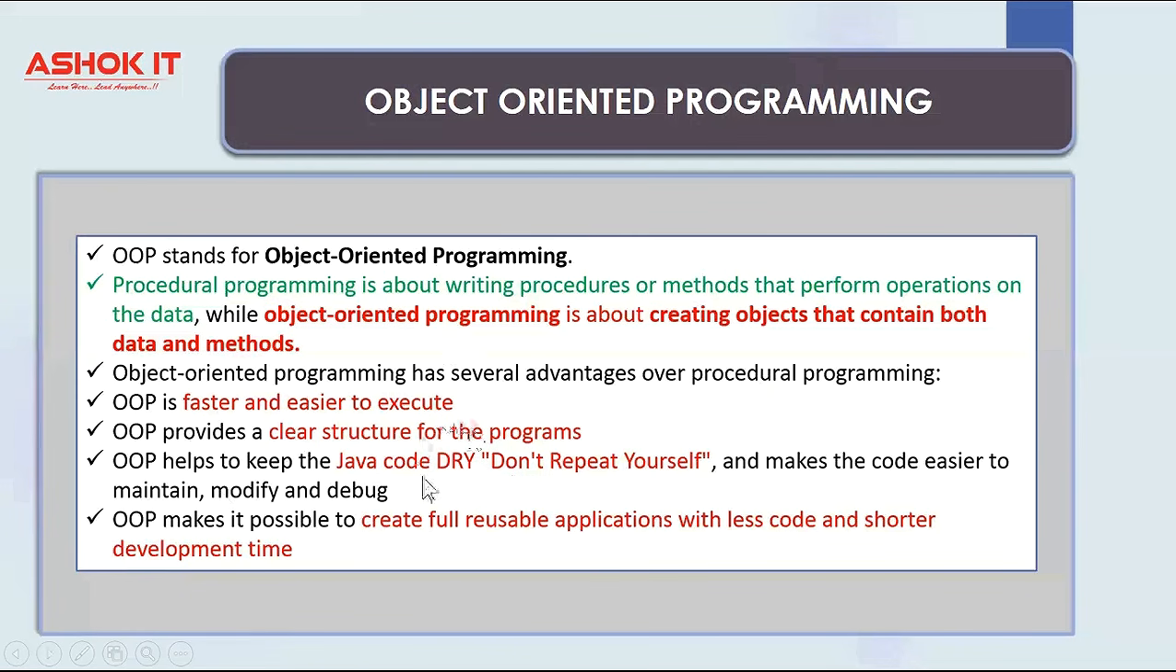So here, meaning of DRY is don't repeat yourself. As we are not writing the code again and again, we are not repeating the code, it will be easy to maintain, modify, and debug. And object-oriented programming will make it possible to create fully reusable applications with less code and shorter development time. So development time will be reduced. Also, the applications will become reusable if we are using object-oriented programming.